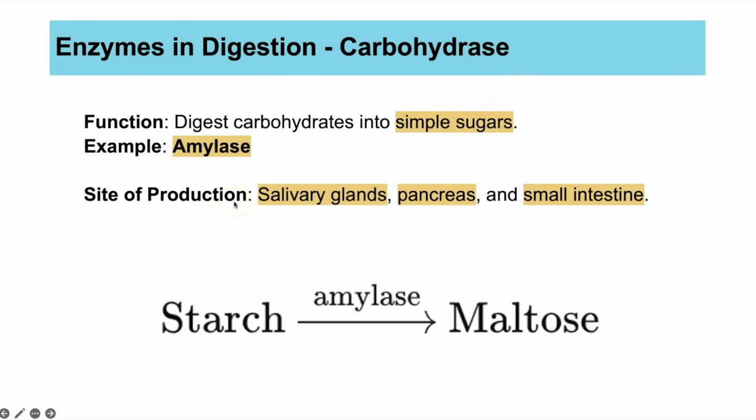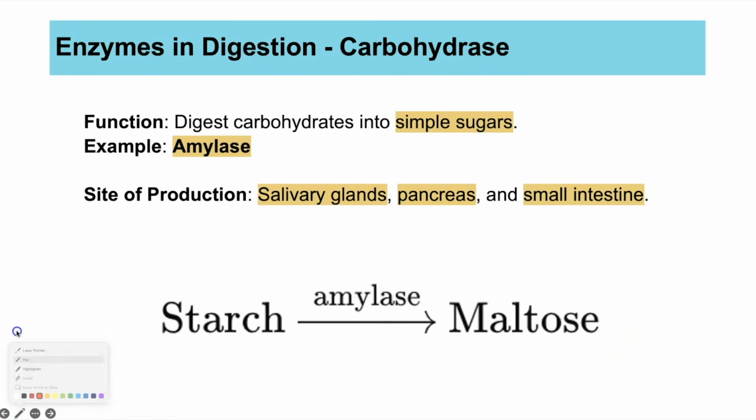So the site of production, meaning where are these enzymes made? Some are made in the salivary glands, which then get secreted into the mouth to work there. Some are produced in the pancreas, which then gets secreted into the duodenum, that top part of the small intestines. And some of them are made in the small intestines and then are used in the small intestines as well. So here's a very simple word equation. An example of a carbohydrate is starch. Starch is digested by amylase, and it's broken down into the simple sugar maltose.